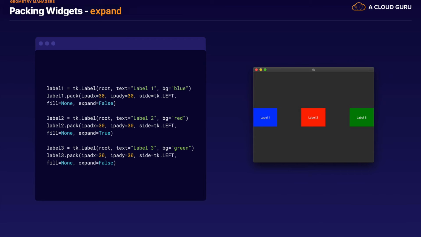If we say that we're not expanding with label 1 and we're not expanding with label 3, then label 2 is going to expand and it's going to take up all that space. So if you were to actually resize this window, label 1 and label 3 would always stay on the outsides and label 2 would always stay in the center because it's always expanding and being centered into the position that it was at.